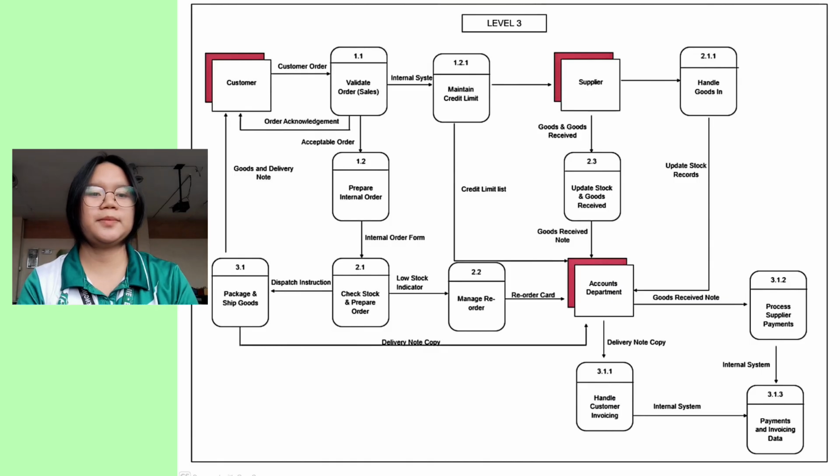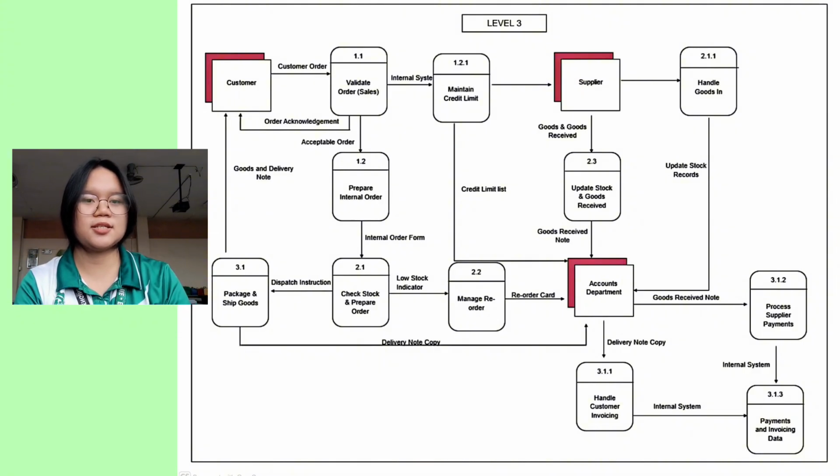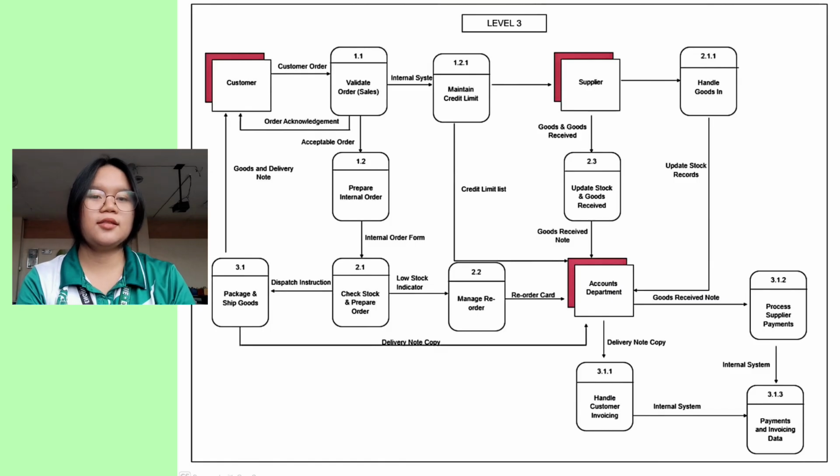Finally, there's an implicit representation of control flow where certain data items like the low stock indicator act as triggers to initiate subsequent processes such as manage reorder, thereby defining the sequence and event-driven nature of the system's operation.